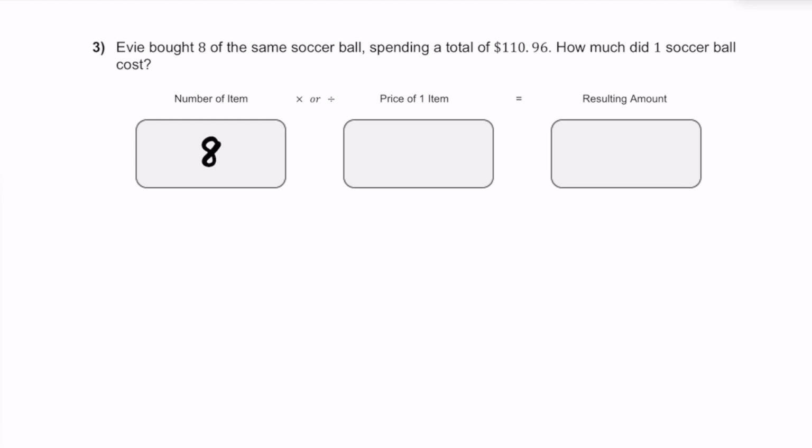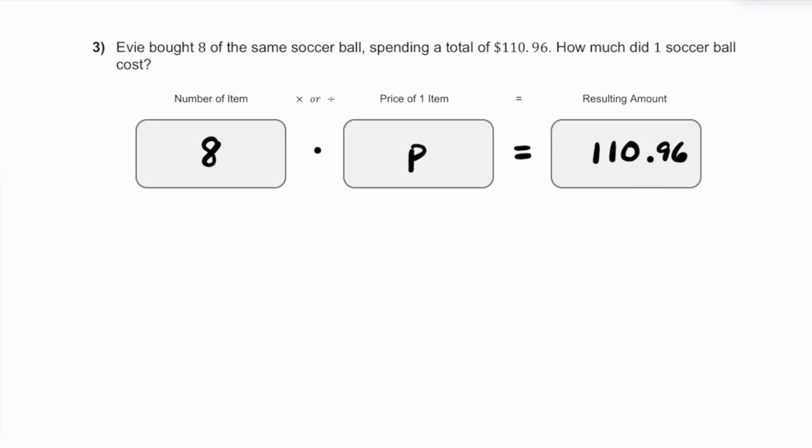Well, we don't know the price of one soccer ball, so I'm going to go ahead and use p for the price. But if Evie's buying 8 of the same thing, we would just multiply 8 times the price of each of these, right? Anytime you keep buying the same thing over again, you can just multiply the price of one by how many you're buying, and that should equal the total that you're spending. So $110.96 here. Okay, so let's see our equation here.